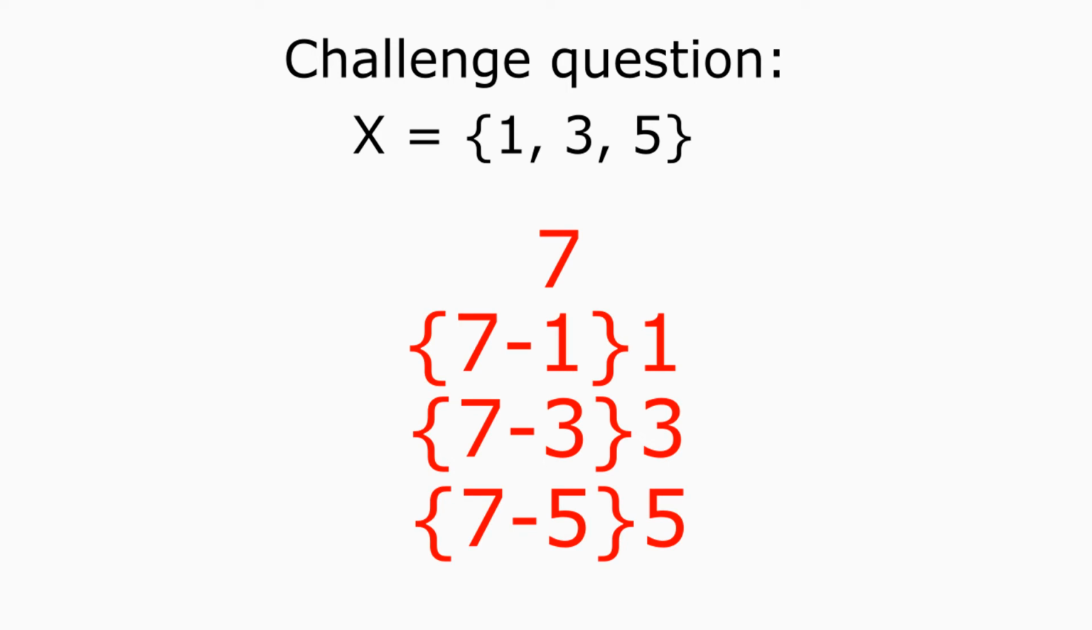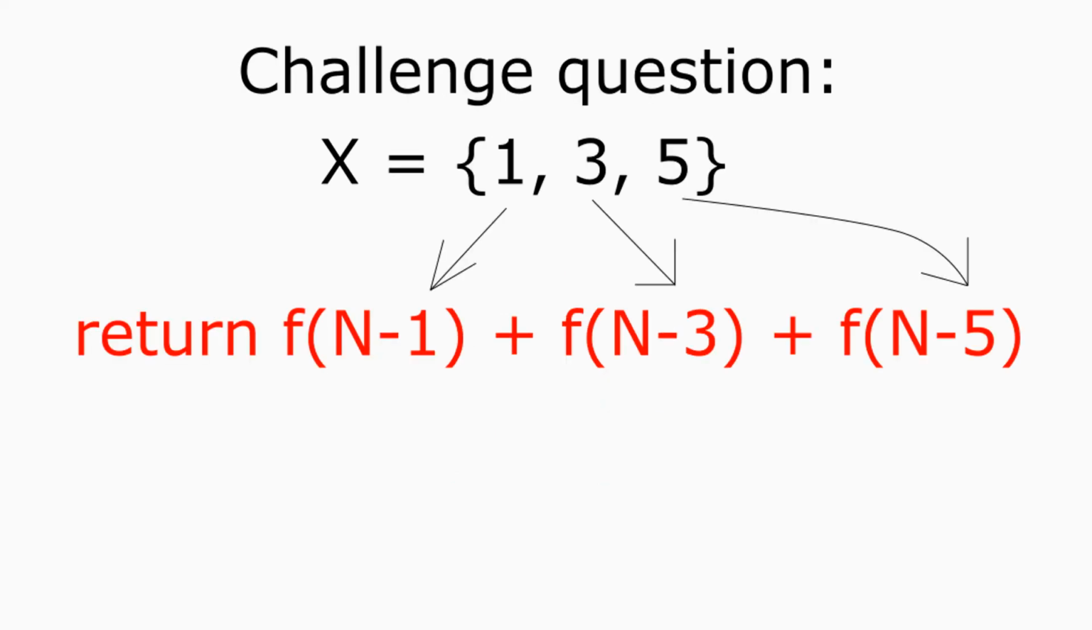So the challenge question really is you have to return all the possible ways. You have to return f of n minus 1. So in other words, all the possible ways you can climb this step before the last step, all the possible ways you can climb 3 steps before or 5 steps before. This is the recursive function that you have to write.